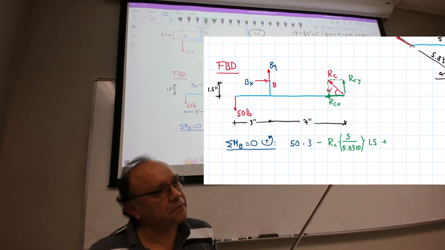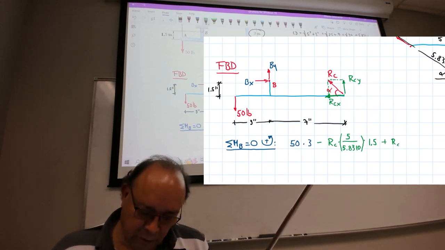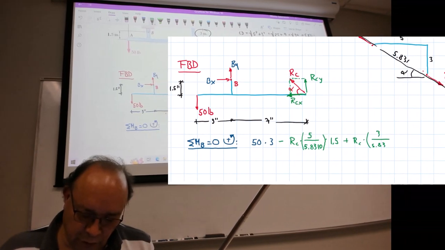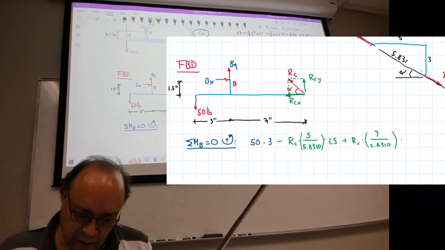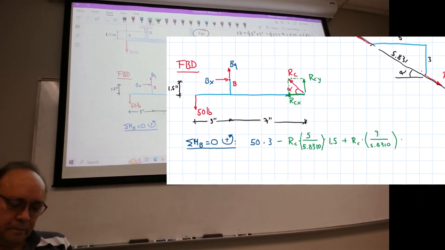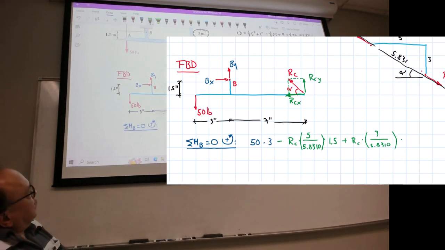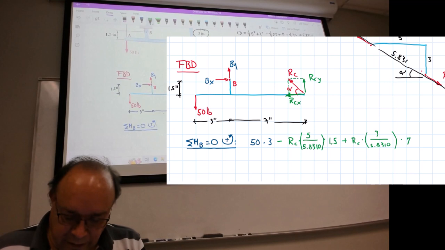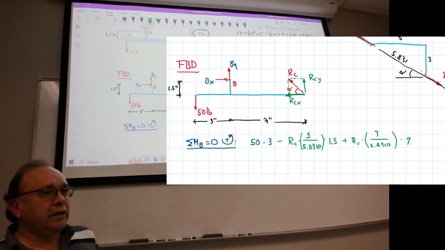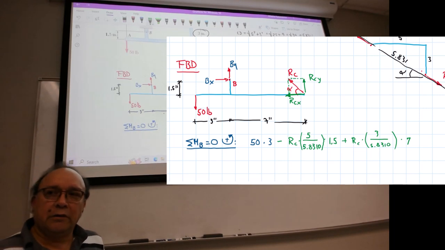Got it? Yes. Then this will be RC times 3 over 5.831 multiplied by what distance? 7. Everybody has cleared that 7? Everybody clear the 7 or the rest? Everybody is sleeping already?